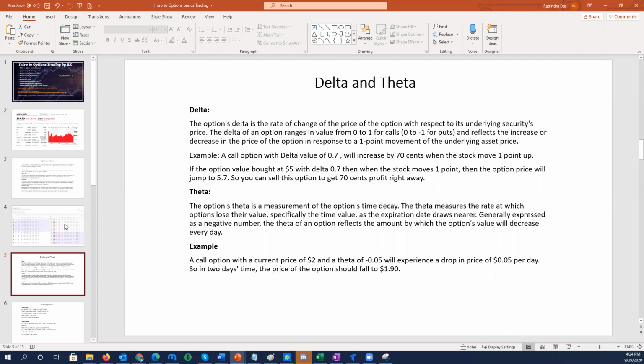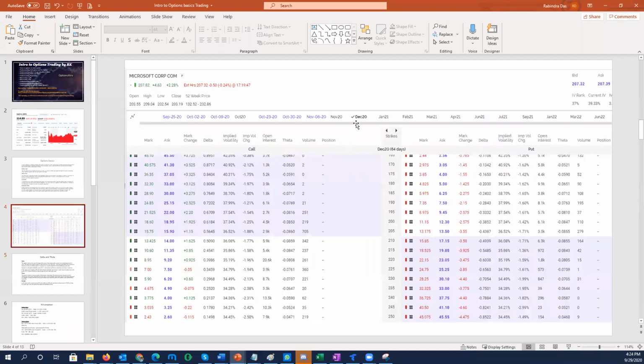So if you see the theta here, for the 25 one, with the 70 delta you put, right? It is 7 cents. That means every day you will lose 7 cents on this one. If Microsoft doesn't move, you are going to lose this much every day, 7 cents every day. For the nearer expirations, you will lose more. So that's the theta.